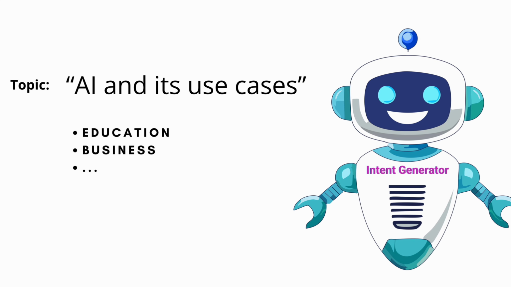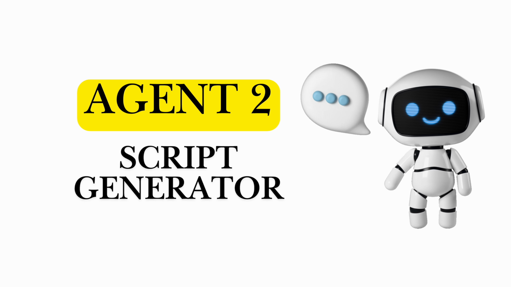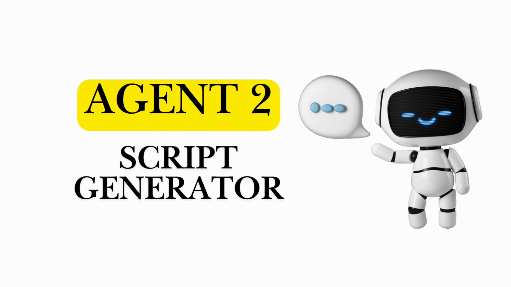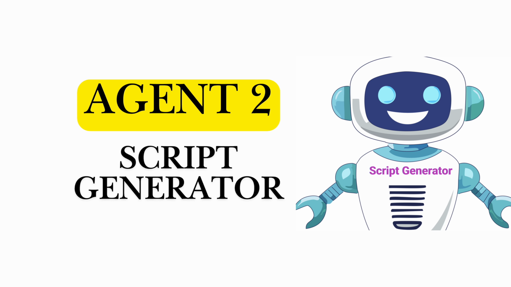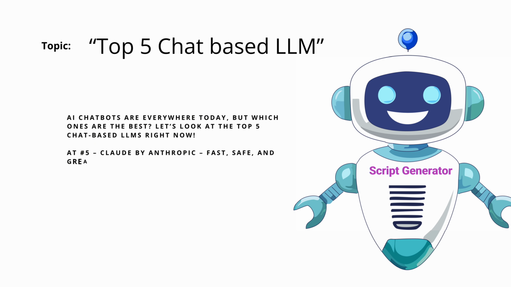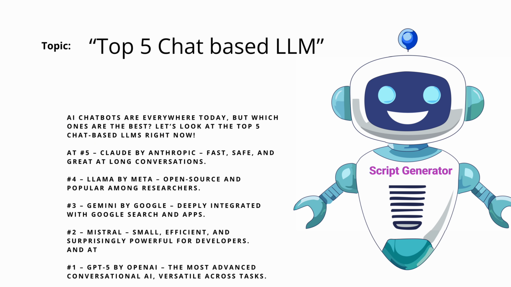Now, the second agent which we'll create is script generator. Once the intent is clear, we will move to script writing. For example, if the topic is top 5 chat based LLMs, the script generator will write the entire narration introducing models like ChatGPT, Claude, Gemini, Llama, and Mistral in a way that fits the platform. For example, a 60-second TikTok script will be short and catchy, while YouTube script can be more detailed.